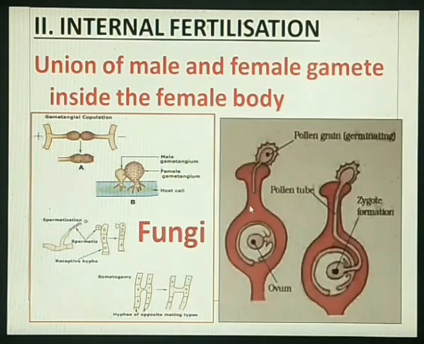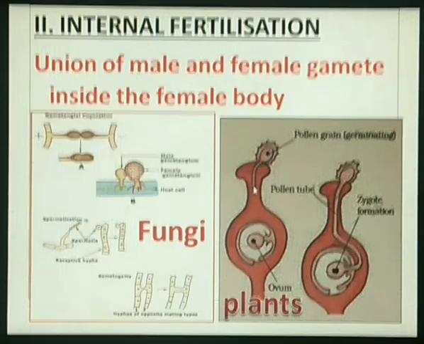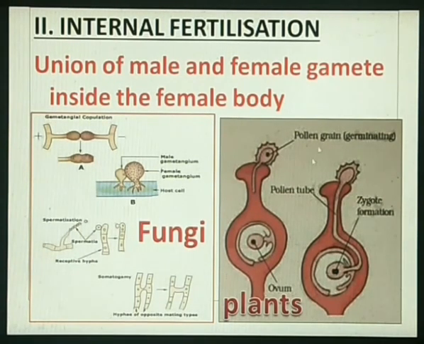Also we see in the plants that the female reproductive organ called the carpel has three parts, namely stigma, style and ovary. And in the ovary there are the ovules. Sometimes in some ovary there will be only one ovule, and in some there will be many ovules that will be present. So it depends on the number of ovules that are present in that particular ovary.